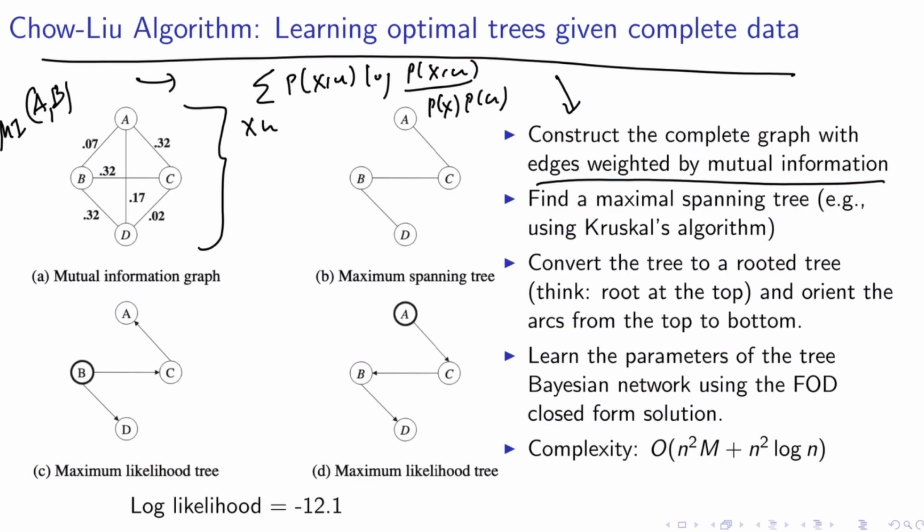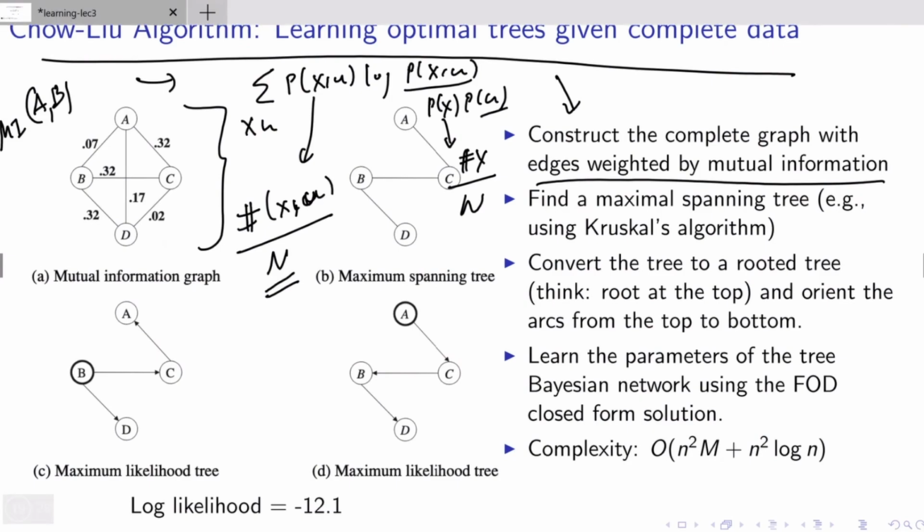Okay, so when you're given data, how do I estimate p of x comma u? This is nothing but the number of times x comma u appears in the data divided by the total number of data points. Let's call it n. Similarly, p of x can be estimated as the number of times x appears divided by n. Same thing with u. Okay, so once you have these estimates, I can just substitute these estimates in the formula, and I can compute the mutual information score.